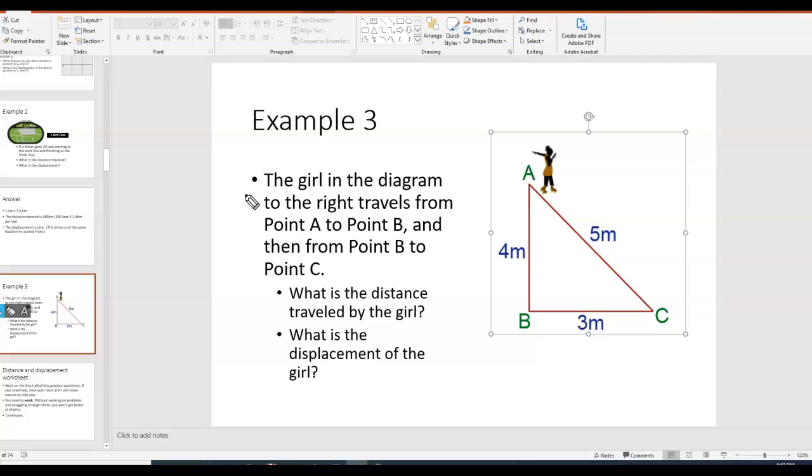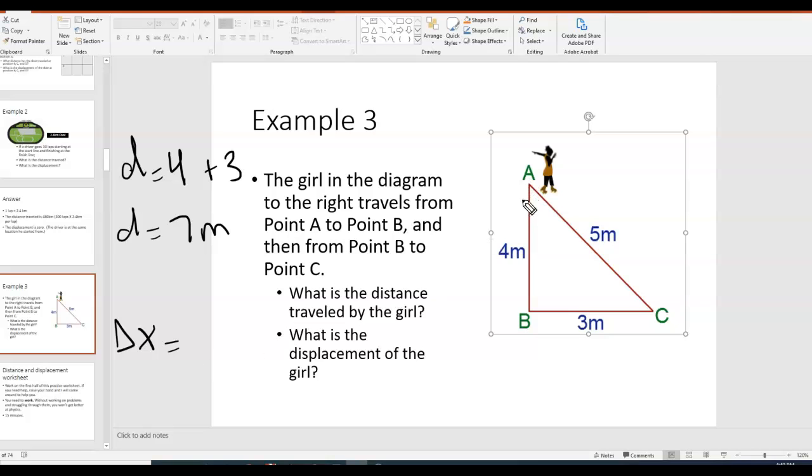The distance traveled by the girl, okay, remember distance is literally how far the girl's traveled. She went 4 meters down, okay, so 4 meters, plus 3 meters from B to C. And so I would write D equals 4 plus 3, which is 7 meters. Okay, now her displacement, though, is not 7 meters.